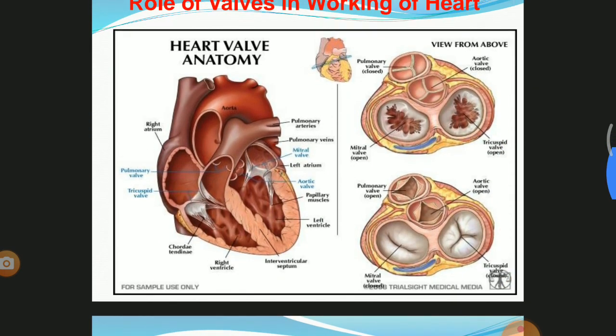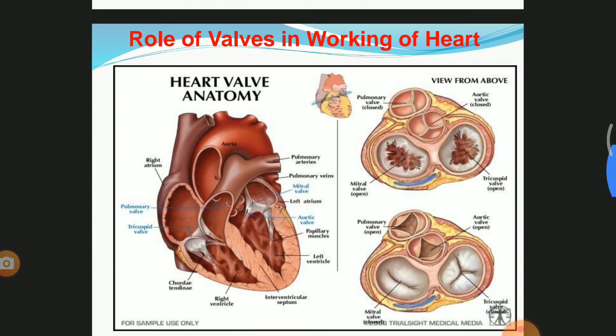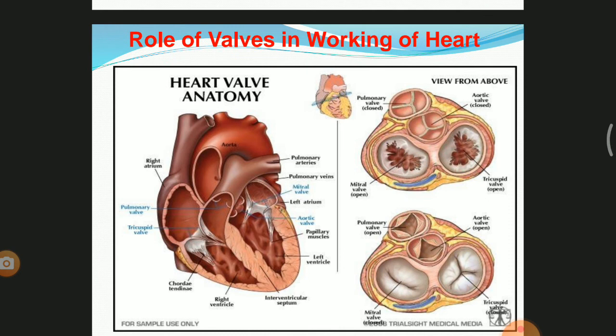So, the role of valves in the working of the heart. The importance of valves is to maintain the flow of blood in one direction.